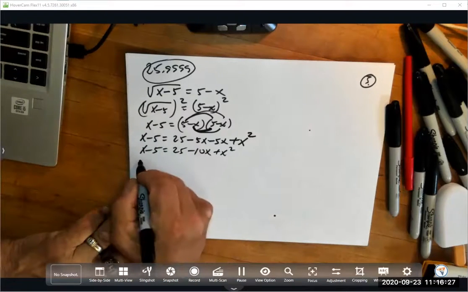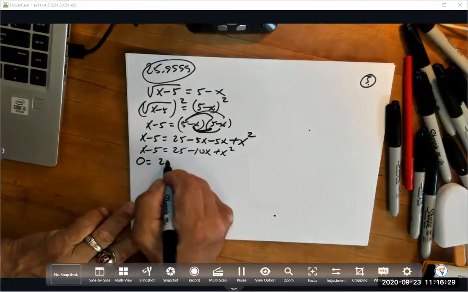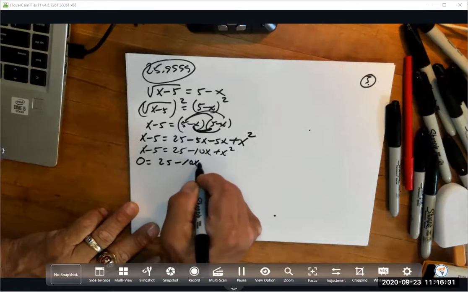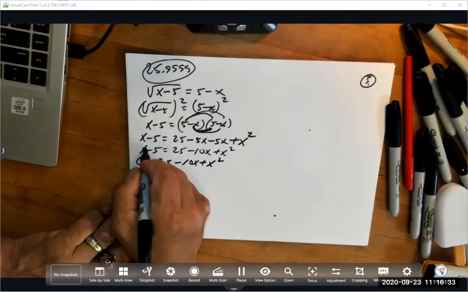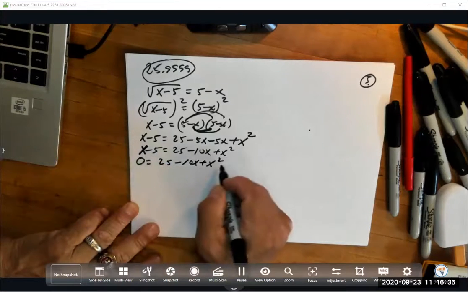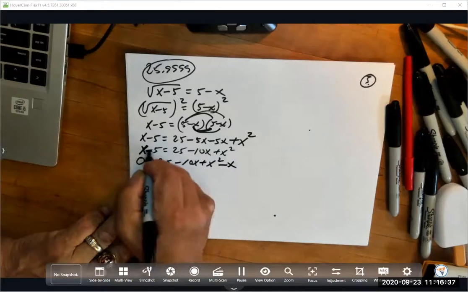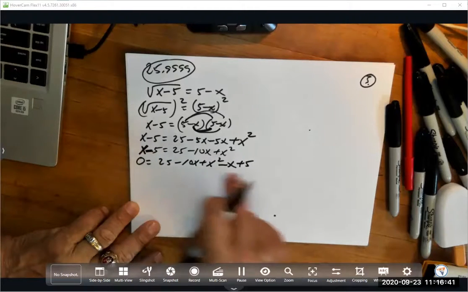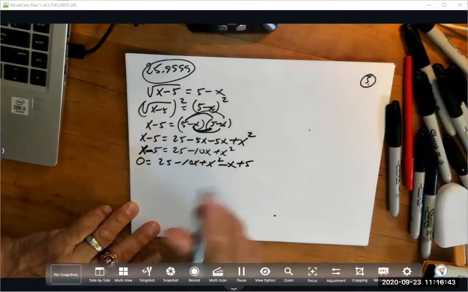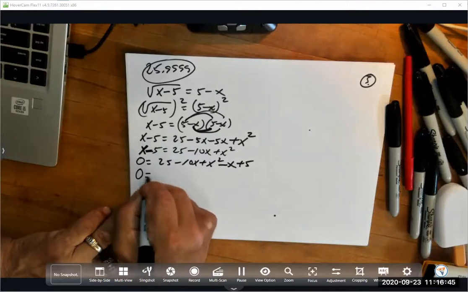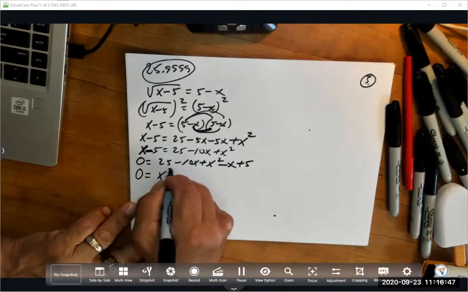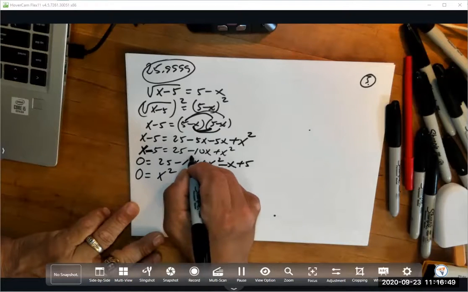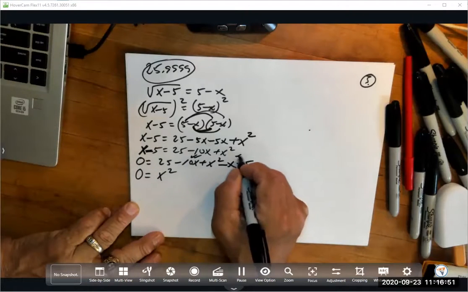And I'm going to bring everything to the other side. I'm going to leave this 25, I'm going to leave this 10x, I'm going to leave this x squared here. And instead of x right here, bring in minus x. Instead of negative 5, switch it to plus 5. Everybody see what I did there? Switch the signs from here to here. Now let's put it together. x squared, that's the only one. And here's minus 10x, and here's minus x.